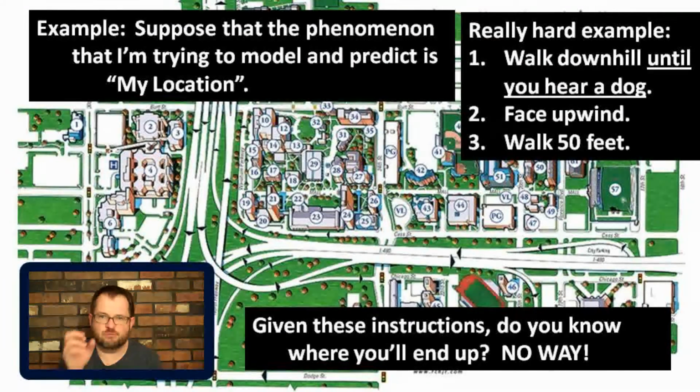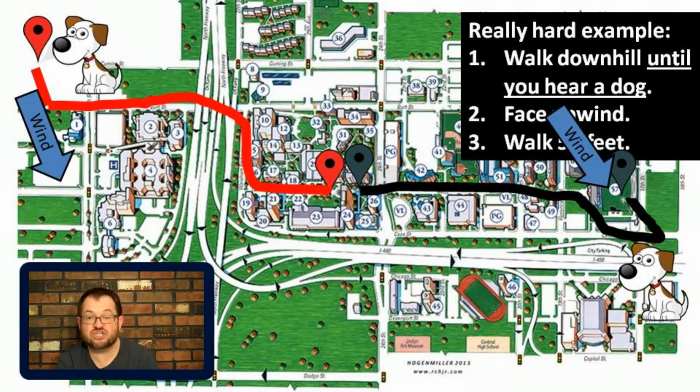Here's another example where we start at some location, follow 3 basic steps, and see where we end up. Alright, here are my 3 instructions. Walk downhill until you hear a dog. Face upwind and walk 50 feet. Those are strange instructions. Based on those instructions, can you figure out where you're going to end up? No way. The paths are crazy and complicated.